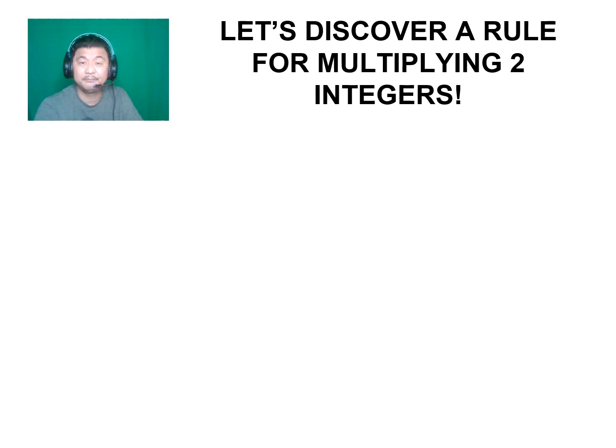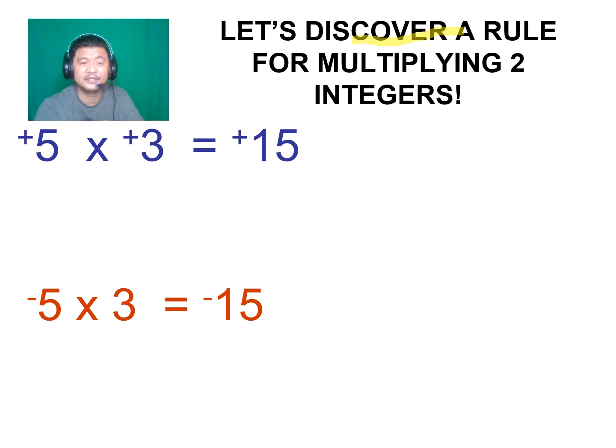Based on those examples, we will now discover a rule, all right, in multiplying two integers, not three, not four, just two integers. So let's start with positive 5 times positive 3 is a positive 15, and negative 5 times positive 3 is a negative 15. We've learned that through the examples.